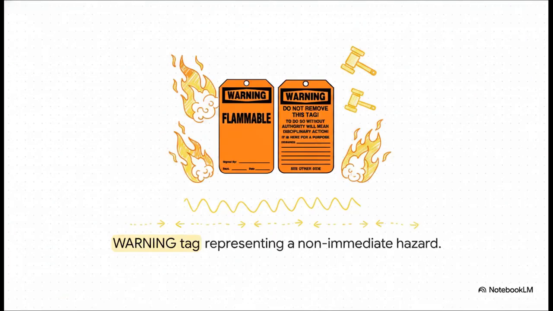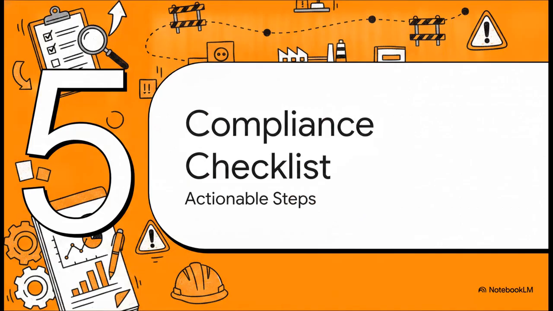Now, what's really interesting about this slide is how the visual language shifts for lesser threats. These bright orange and yellow warning and caution tags represent non-immediate or potential hazards. They might flag some flammable materials nearby or warn that removing the tag is going to result in disciplinary action. They are absolutely crucial for safe daily operations, but they explicitly do not carry the immediate life-or-death weight of that red danger tag.